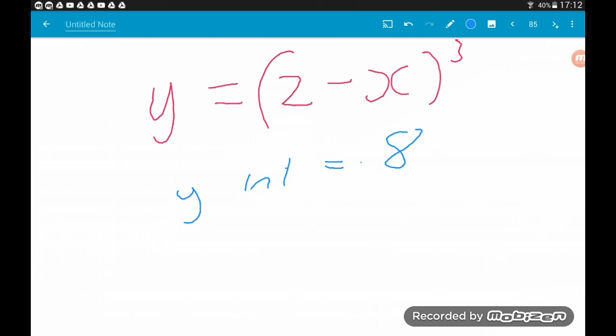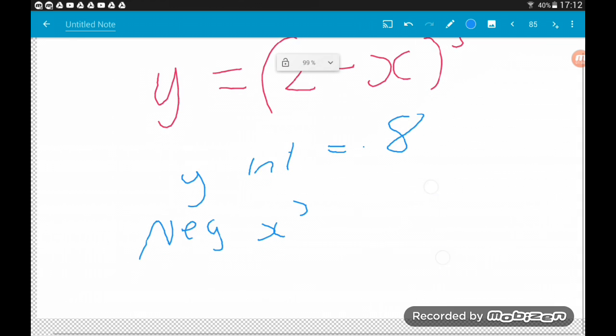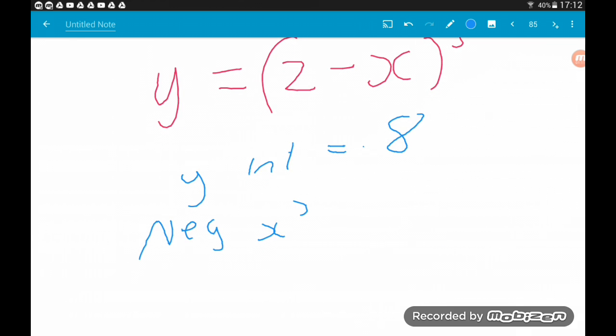Now, are we going to get a positive or negative x cubed term? Well, we would do minus x times minus x, positive x squared, times minus x, negative x cubed. Okay, so we got a negative x cubed. Negative x cubed this time, and there is only one root. It's a triple root. So that is going to be, well, if we set 2 minus x equal to 0, we get x equals 2.